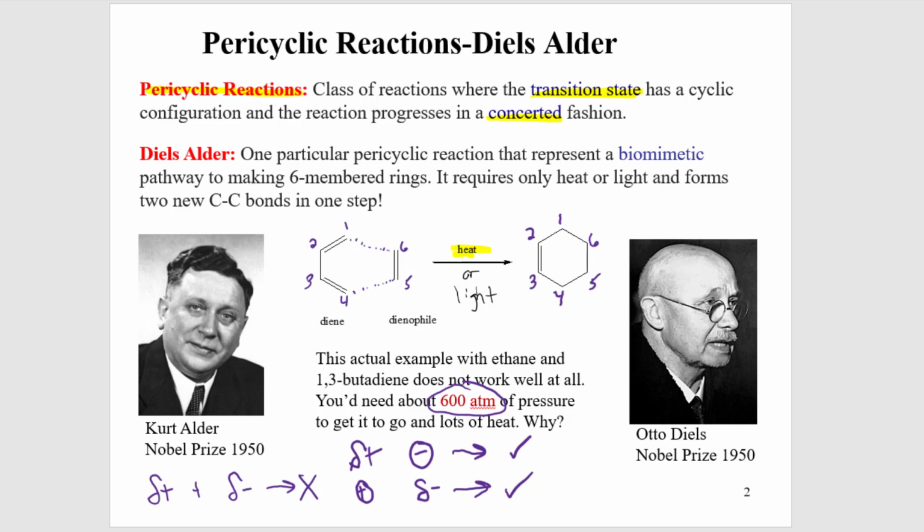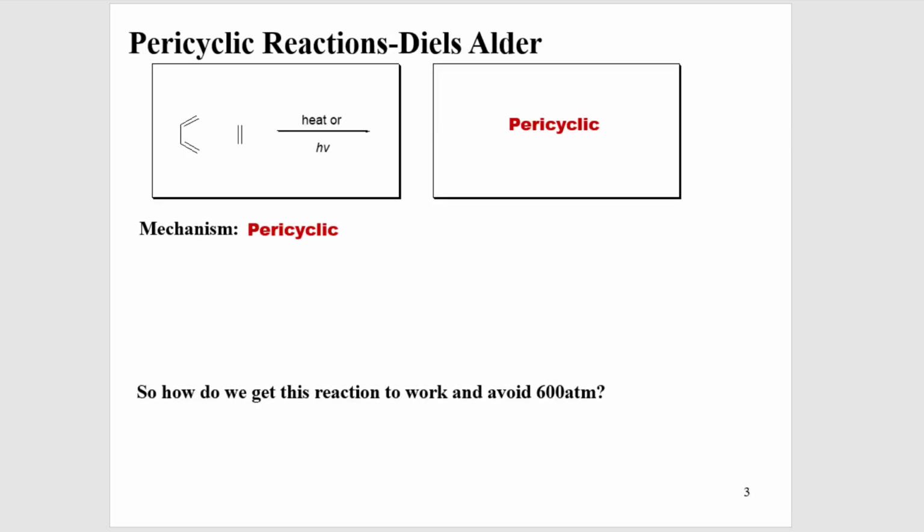So you need 600 atmospheres to push these two together. That's why this particular example isn't really practical. So how do we solve that? Well, we're going to talk about it, but before we do, I want to go over the arrow pushing of this pericyclic reaction. You might think, oh, this isn't so bad. There's actually a lot going on relative to Diels-Alder reactions, and we'll touch upon a lot of that.